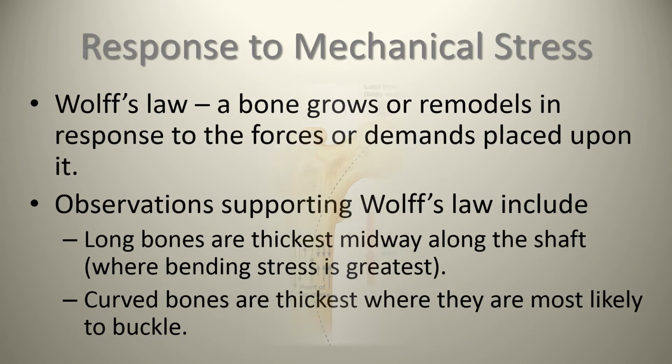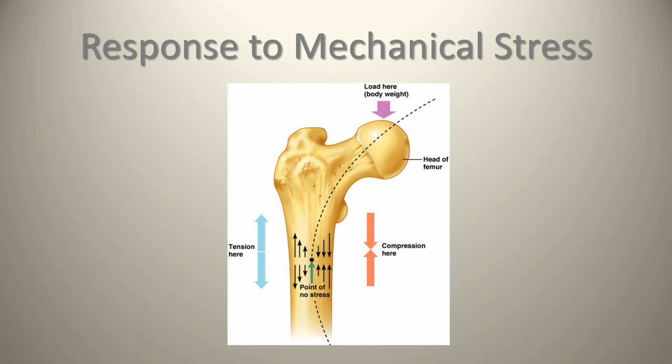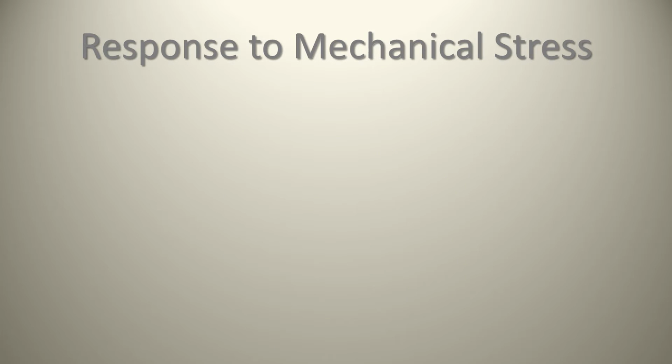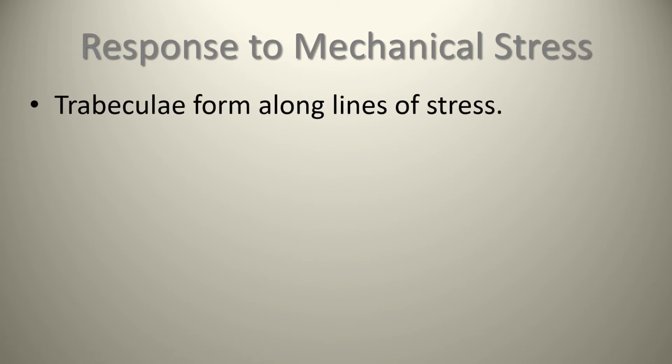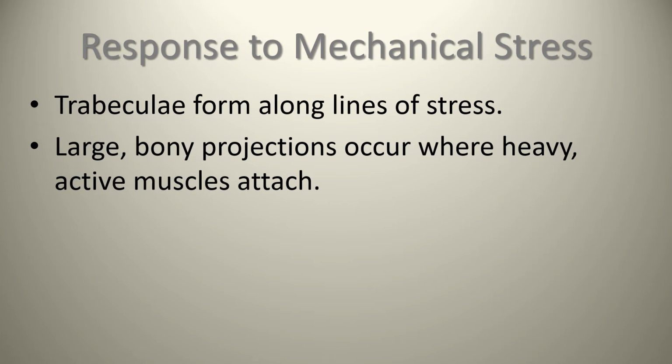So this is a picture to demonstrate the femoral head. The other thing we know about stress is that trabeculae form along lines of stress, and there are large bony projections where heavy active muscles stretch. An example would be the greater trochanter on the femur.